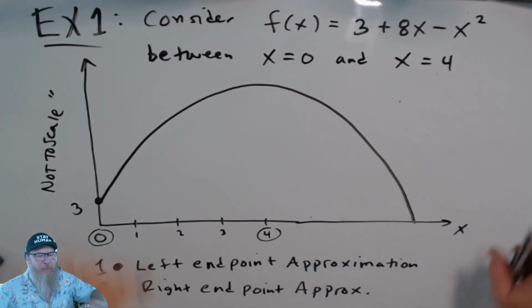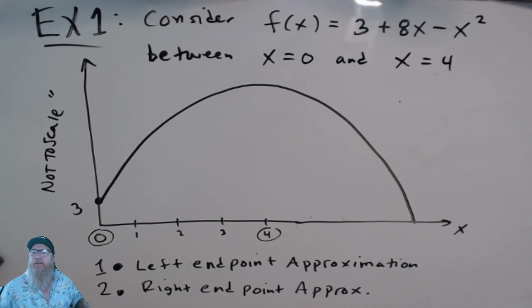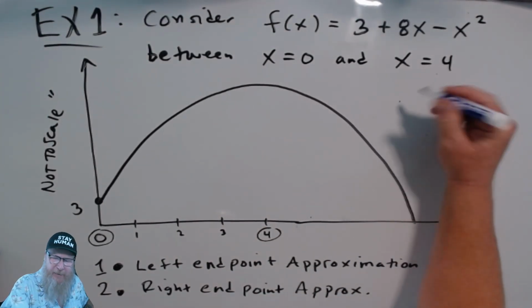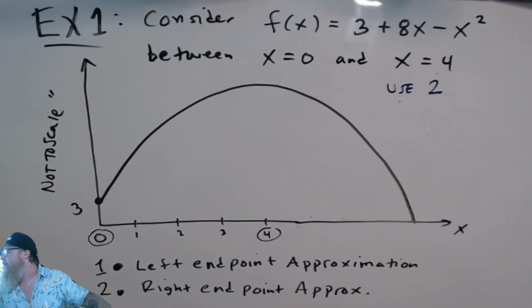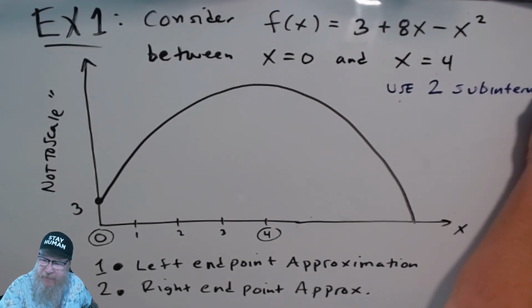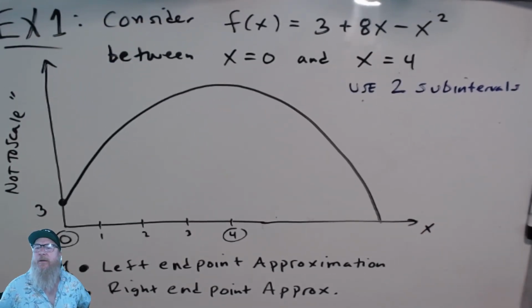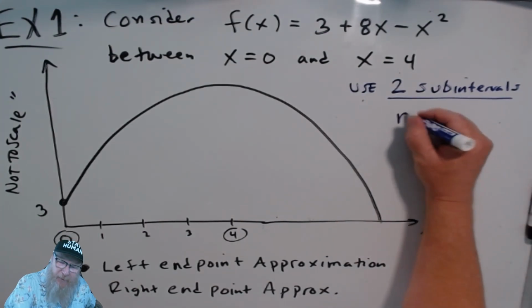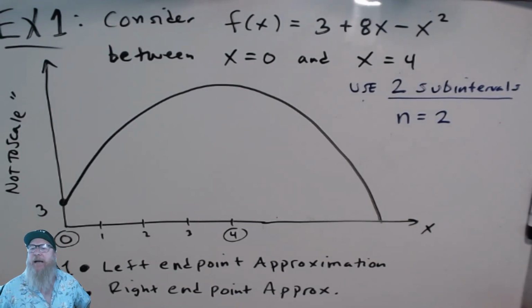And while I have the graph here, without screwing up the graph too much, let me explain the difference, right? So we're going between 0 and 4. Let's just start with two rectangles. We call those subintervals. The symbol we use for a subinterval is n. It's the number of rectangles.